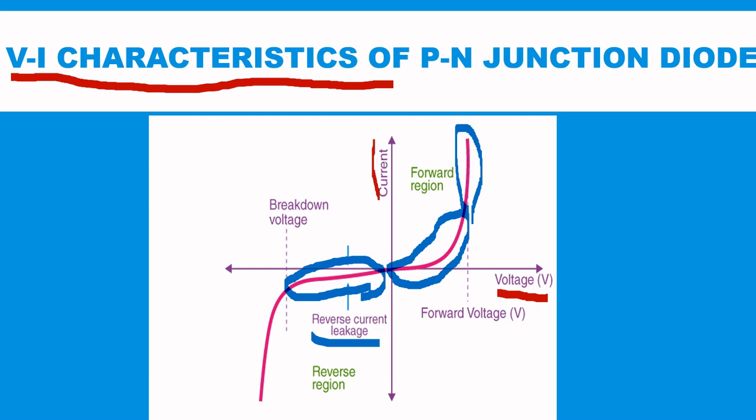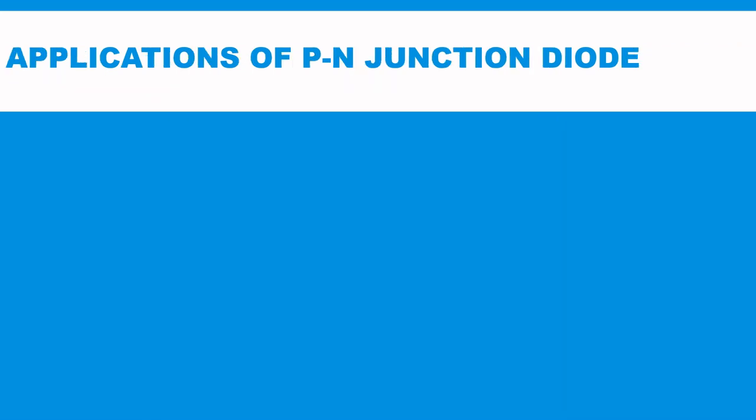Now let's move to the last point, that is applications of PN junction diode. Photodiode is one of the special types of PN junction diode which uses light energy to produce the electric current, which is an important application of PN junction diode, where we need to connect the PN junction diode in reverse bias condition.